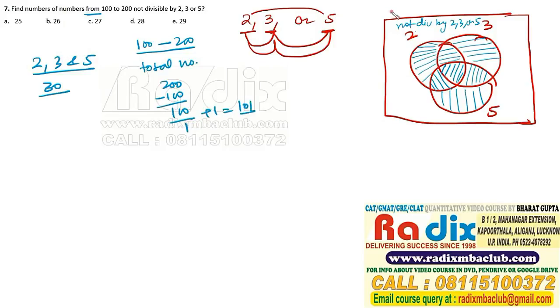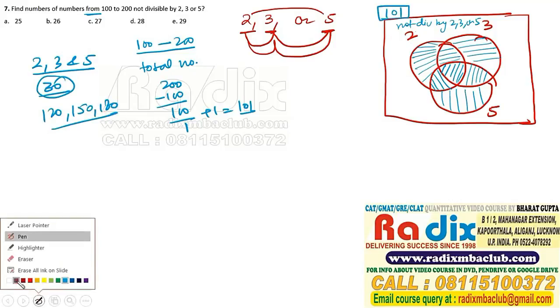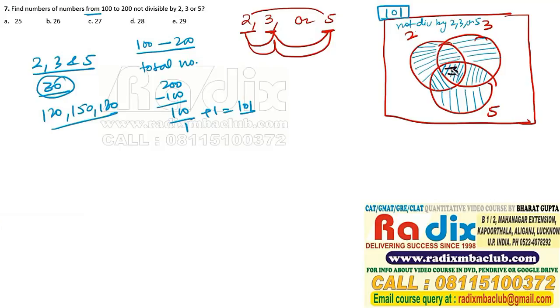So this entire Venn diagram shows 101 numbers. Starting with divisibility by 30, we have 120, 150 and 180. So there are 3 numbers, and this portion is 3. Right? Now we will check the divisibility of 2 and 3, that is, by 6.